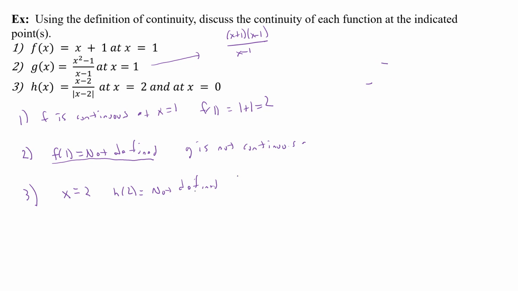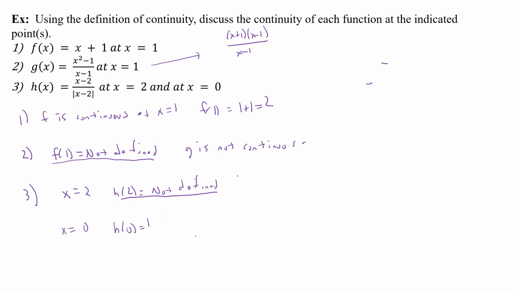So mainly you can say it's not continuous because of this and be done with it, but you could also do the limit as well and show that it's not defined there, and so it's not continuous due to that. What about at x equals 0? Well, at x equals 0, that's just going to be a negative 2 over a positive 2, so that's just going to be a negative 1, and so basically h of 0 equals negative 1.